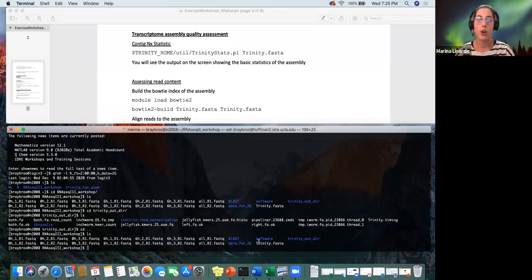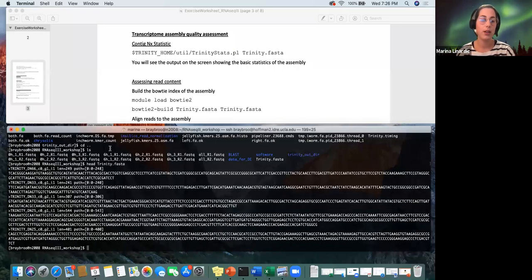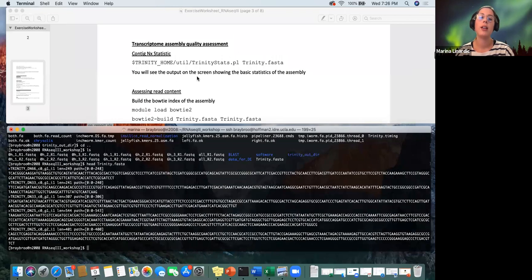Okay, so we have our Trinity FASTA. We can have another look at it to see what it looks like. If you do head Trinity FASTA, we have all of our contigs, our transcripts, right here with their names, the length, and the path. The first thing we want to do is look at the contig NX statistic.